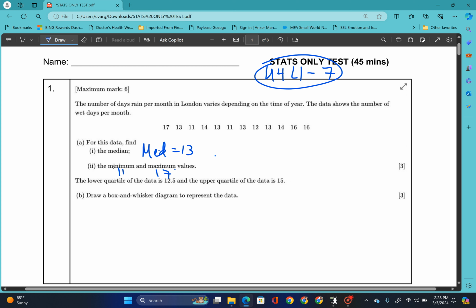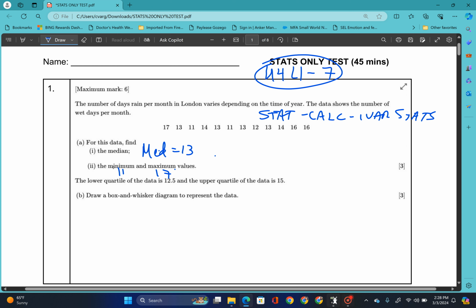And just to show some work, you could say stat, calc, 1-Var Stats. That's all you need to write for that, okay? Then it tells you the lower quartile and the upper quartile, which is great. We could just verify it. So our lower quartile is 12.5, which is correct, and our upper quartile is 15.